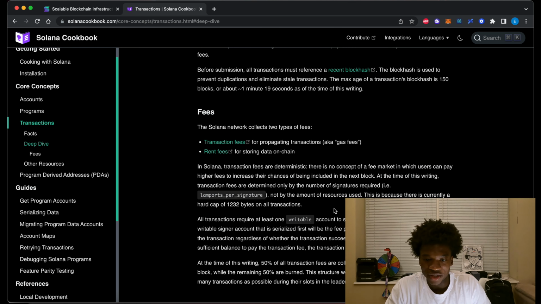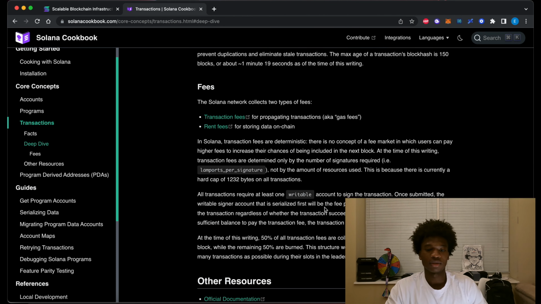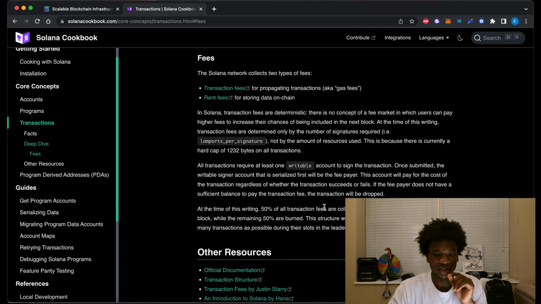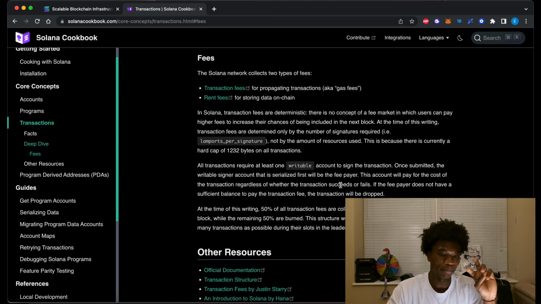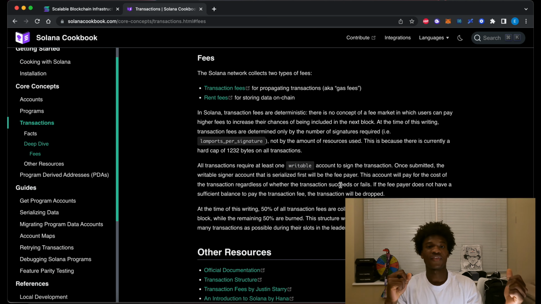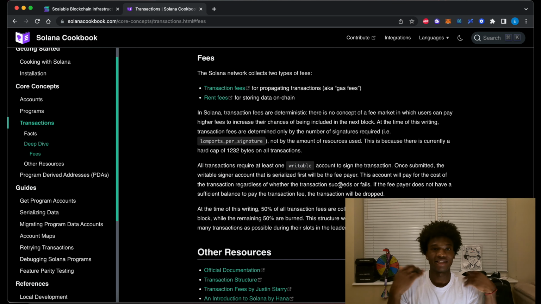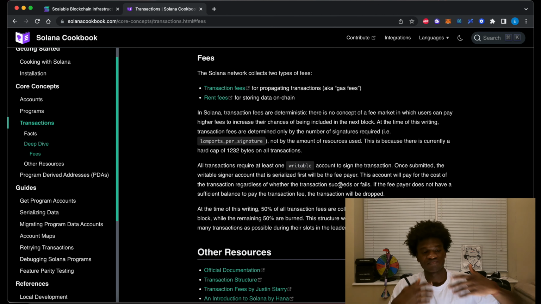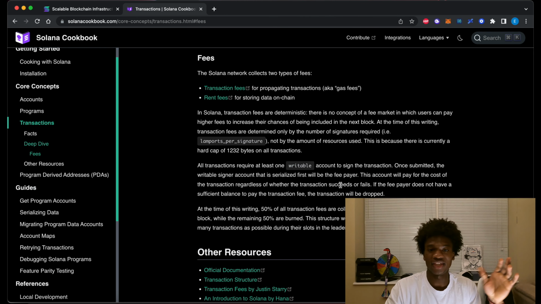The max age of a block hash is 150 blocks, or about 1 minute and 19 seconds at the time of writing. So the Solana network collects two types of fees. We collect transaction fees, aka gas fees, whenever you want to make a transaction happen, but it also takes rent fees for storing data on chain. So there's gas fees for making things go, and there's gas fees again for making things stay. So two sides of fees, but relatively similar. It's fees in the end of the day.